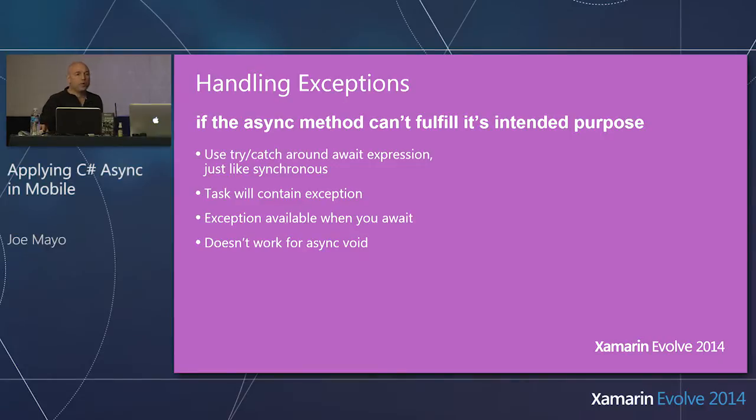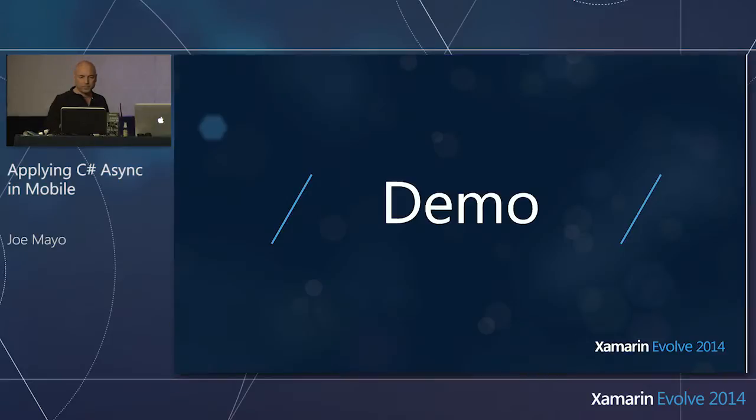One very important point that I'm mentioning here is that you can't catch exceptions with async void. I'll have a demo on that later, but I'm mentioning it over and over again because it's one of the problems that people often have. So now let's look at some code.